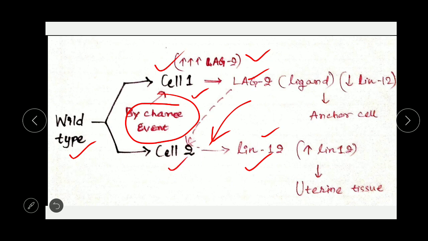So here we are assuming cell 1 produces a high quantity of the LAC2 molecule, that is the ligand, and this stimulates the other cell, cell 2, to produce lin-12 molecule. This is quite easy to understand in such a way that if a cell is producing LAC2 molecule, the ligand molecule, it will be unable to produce lin-12 molecule again. That's why you can say this is a kind of request: cell 1 will request cell 2 to produce the lin-12 molecule, and as the concentration of lin-12 increases in cell 2, it will become the precursor for the uterine tissue.